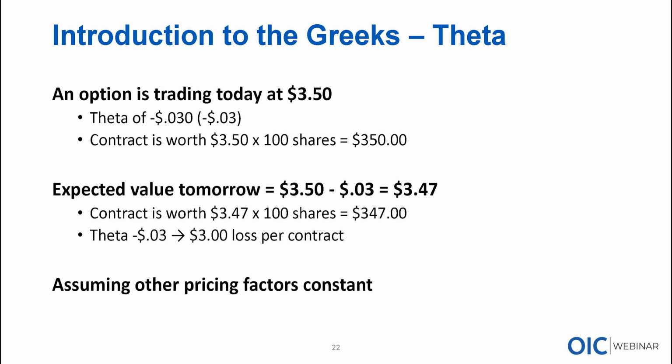So let's look at a quick example of theta. Today, the option's worth $3.50. It's got 3 cents worth of theta, meaning that every day that ticks by, that option is going to decrease in value by 3 cents. And as we know that the contract, $3.50 is really $350 in the real world, tomorrow we would expect that option to be worth $3.47, assuming that nothing else happens to disrupt the value of that contract. So theta is going to be the amount or the value of your option that it decreases on a daily basis.